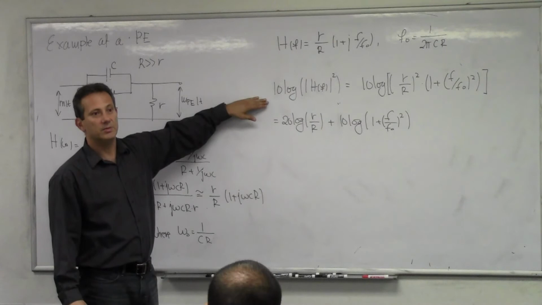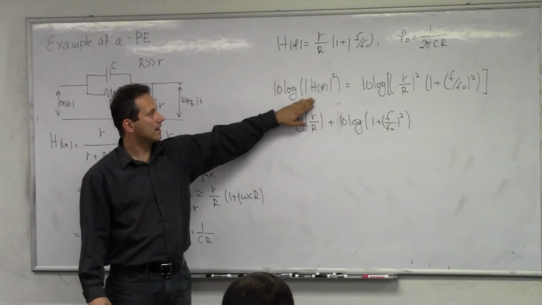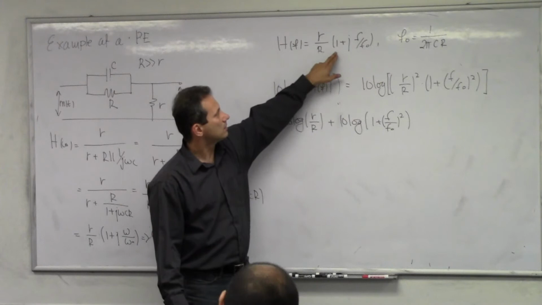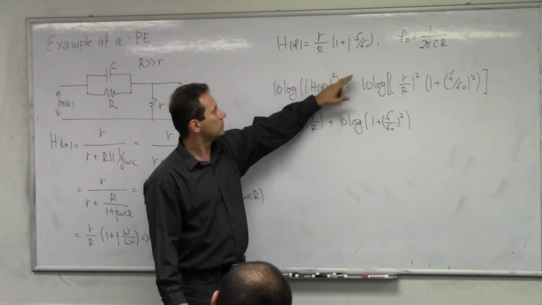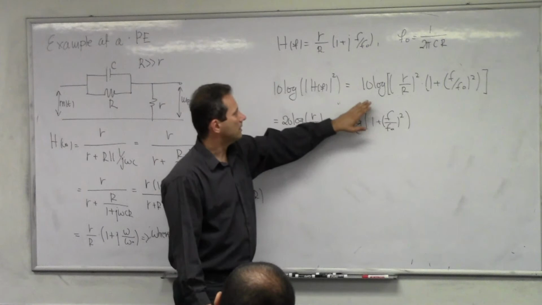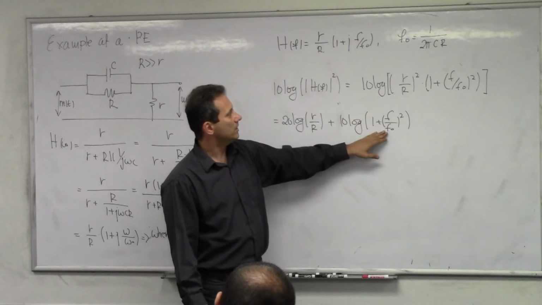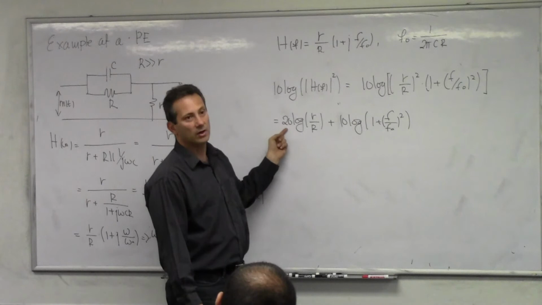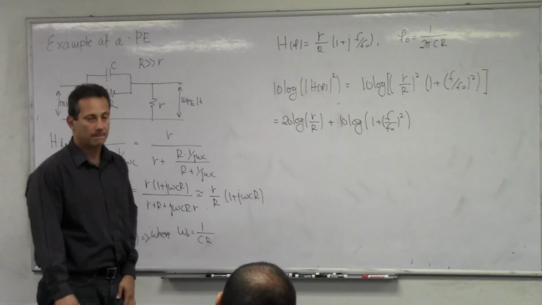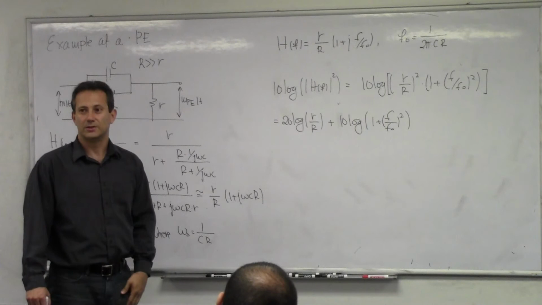So I take 10 log of the magnitude squared. If I take the magnitude of this, it is r over R, square root of 1 plus this squared. But when I take the magnitude squared, I have r over R squared, and the square root disappears, right? Then this is 10 log of A times B, which is 10 log of A plus 10 log of B. And when you take 10 log of r over R squared, this 2 comes down and becomes 20 log. So you have 20 log of this plus 10 log of 1 plus f over f 0 squared. These are Bode plots. Remember them from circuit theory.